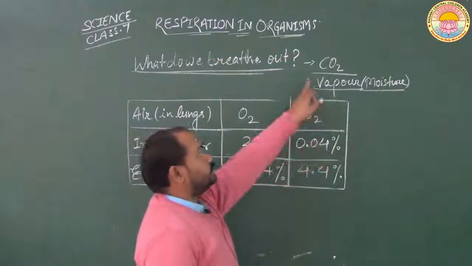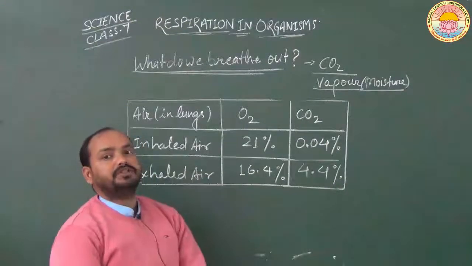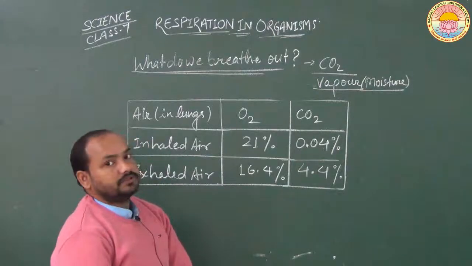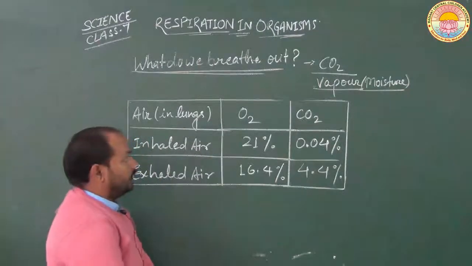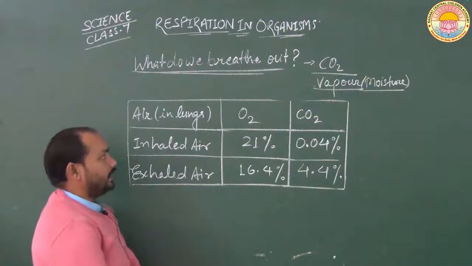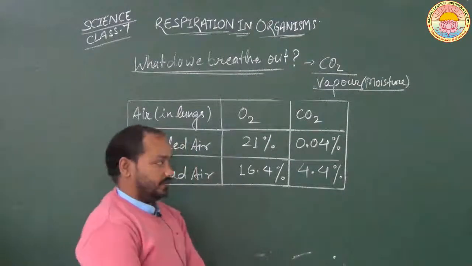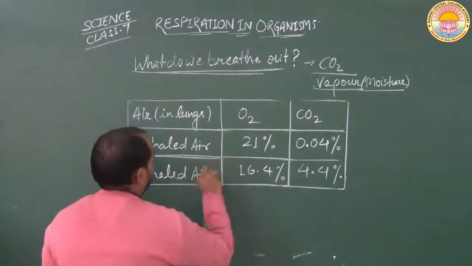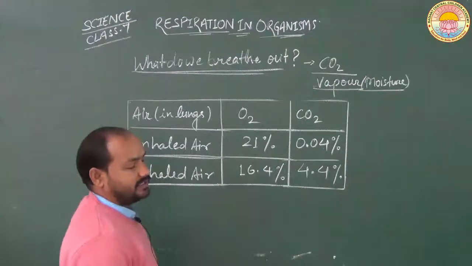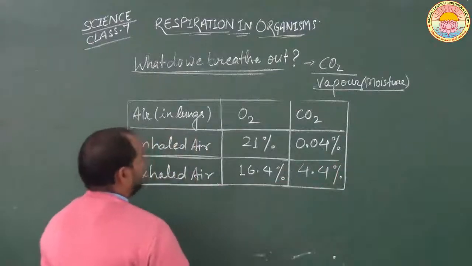And the presence of carbon dioxide can be understood by doing an activity which we have already sent to you. You can check that activity and identify the presence of carbon dioxide. Now let us understand how much oxygen we take in during inhalation and how much carbon dioxide we expel during exhalation. So students, in this table you can see the percentage of oxygen and the percentage of carbon dioxide present in inhaled air.